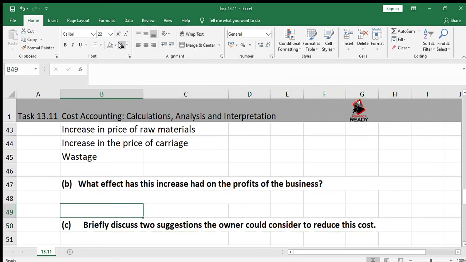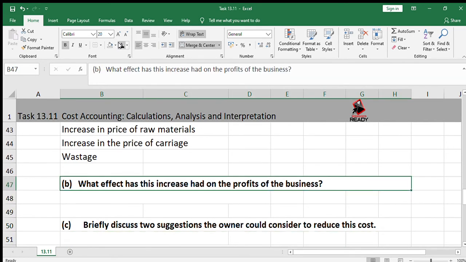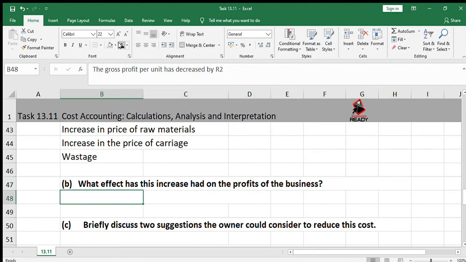Okay, so what effect has this increase had on the profits of the business? Now, if the direct material cost increases, the gross profit per unit decreases. So the gross profit per unit will decrease.